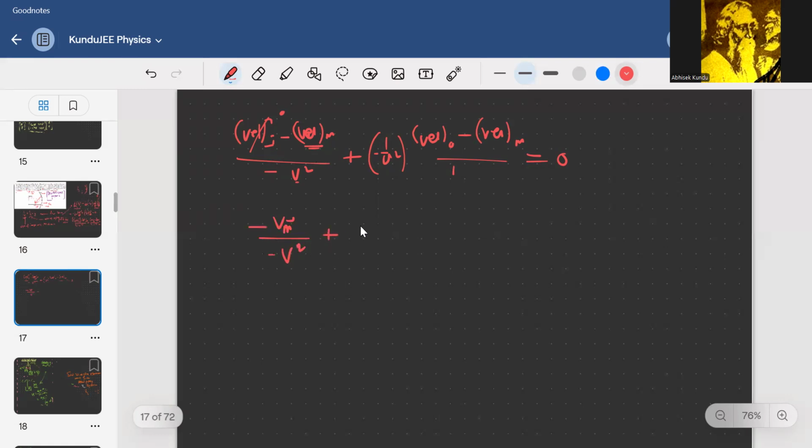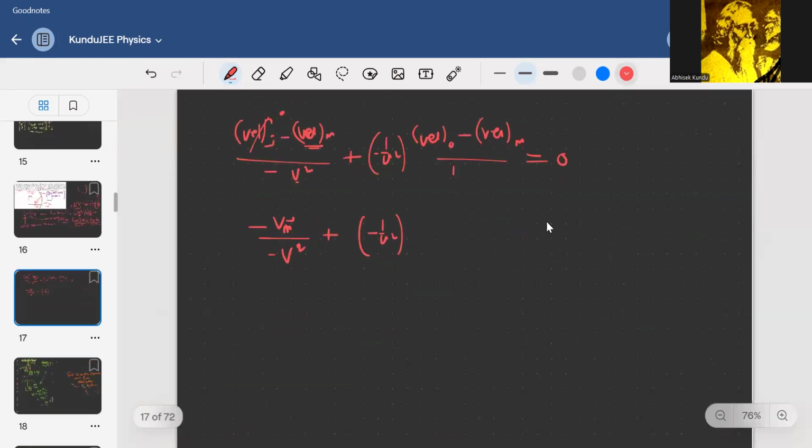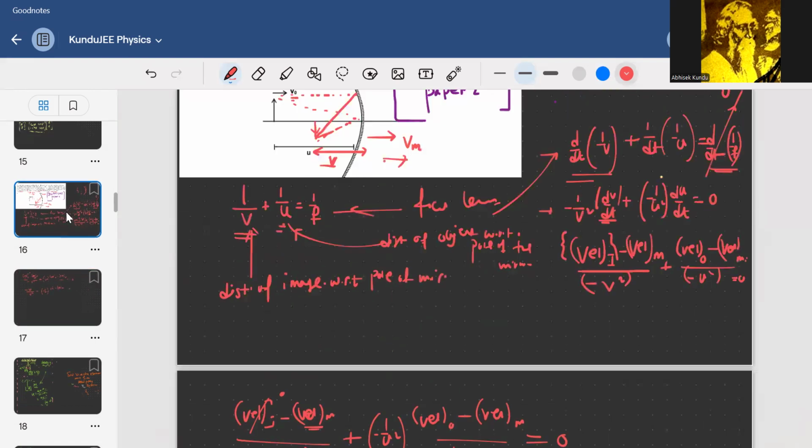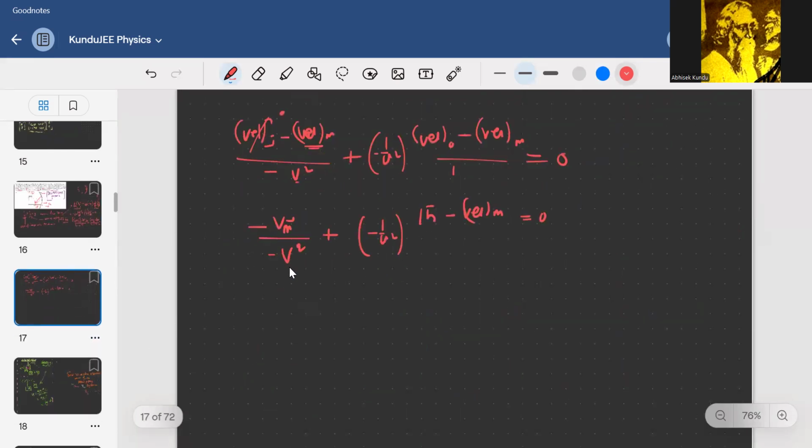So let us write Vm from the problem, by v square, plus minus u square. Velocity of object is given as 15 centimeter per second. We'll put that 15 centimeter per second minus velocity of mirror, equal to 0. What instant is it given? At that instant, the object distance is 30 centimeter and the focal length is 10. So we can easily find out the v value and u value.